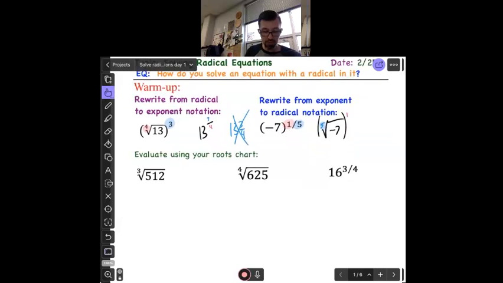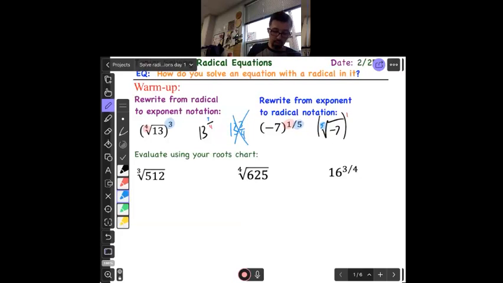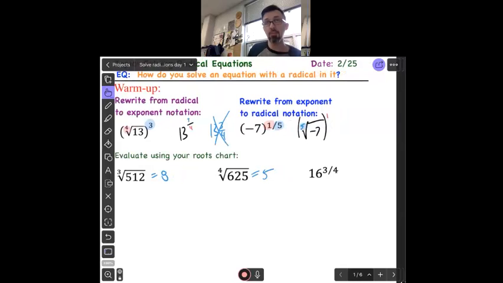All right. So using your roots chart, what's the cube root of 512? Right, Jarrett. Right, Kyle. 8. Using your roots chart, what's the fourth root of 625? Right, Jarrett. 5. And then how do we use our roots chart to figure 16 to the 3/4 out?